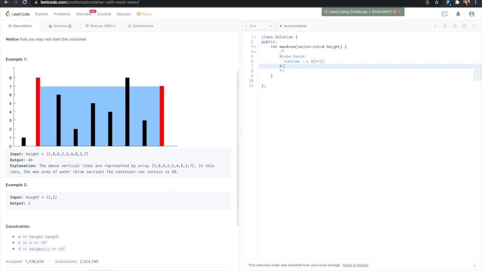And what about space? In terms of space, this would be O of 1, because the only thing I'm really storing is the maximum value, and that's going to be just that maximum value irrespective of how many bars we have. If we have 20 bars, we're still storing one maximum value. If we have 200 bars, we're still storing that one max value. So this is my brute force approach in terms of runtime and space.